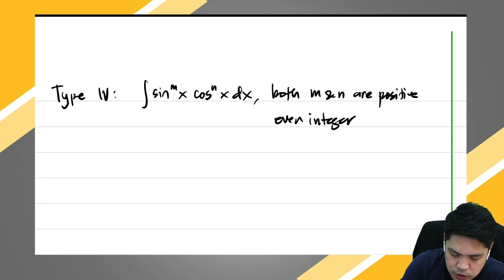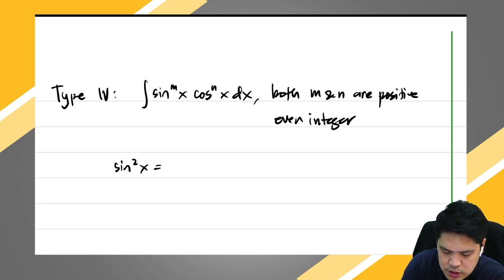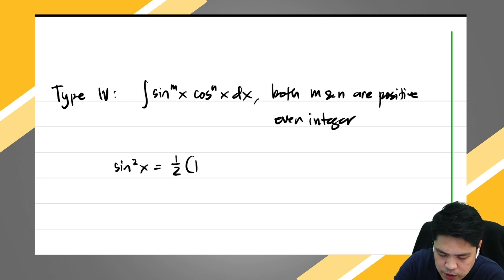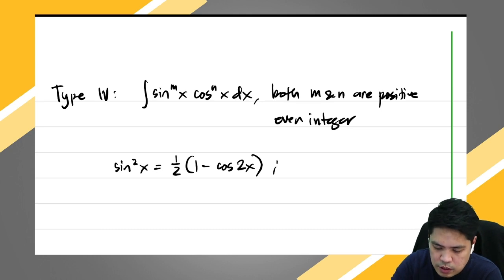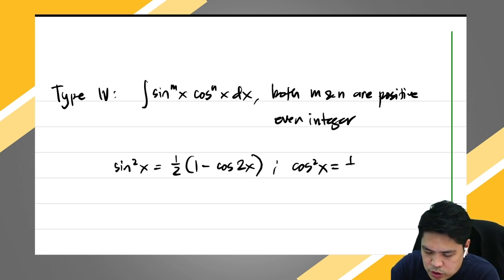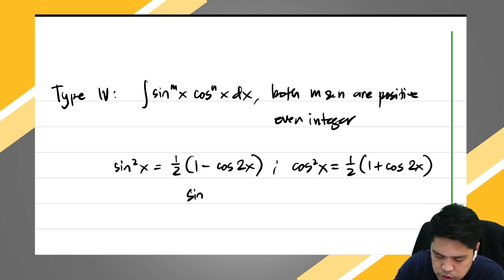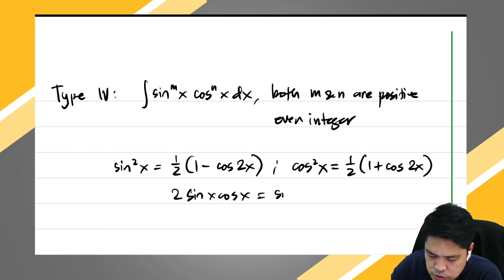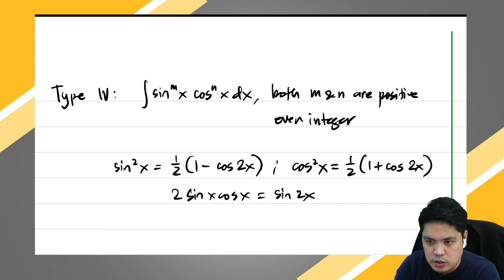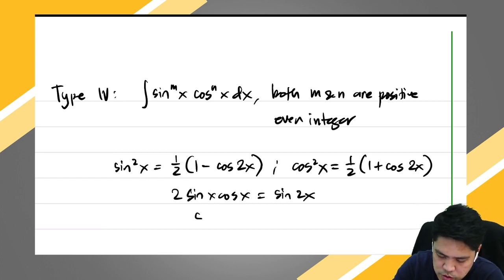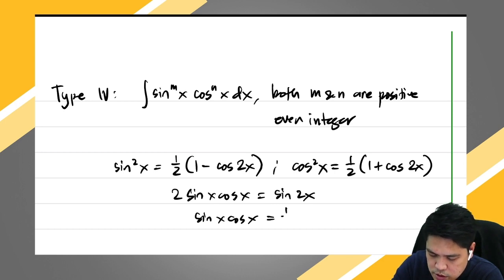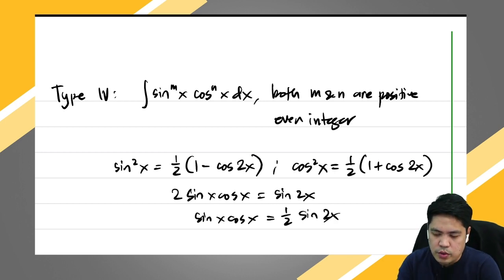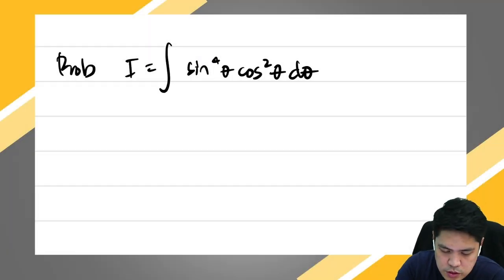So we know by power reduction, if we have sine squared x, that would be equal to 1/2 times 1 minus cosine of double the angle, 2x. And if we have cosine squared x, that would be equal to 1/2 times 1 plus cosine of double the angle. We could also use 2 sine x cosine x, which is equal to sine of the double angle, 2x. Or we can write it as sine x cosine x is equal to 1/2 sine 2x. Okay, let's try this problem.